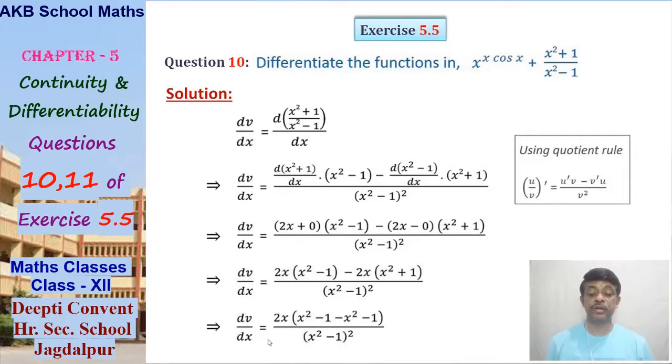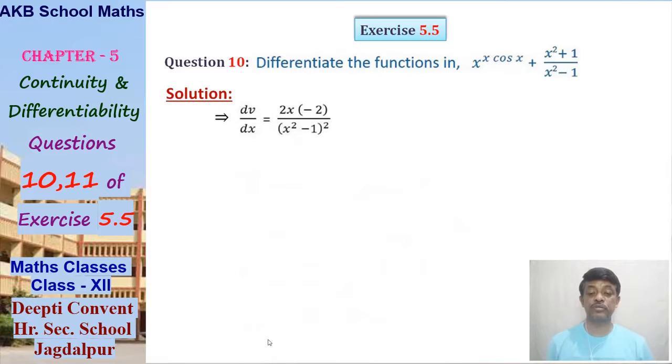minus 2, minus 4x by x square minus 1. So minus 4x by (x square minus 1) whole square. This is the value of dv by dx. Okay. Now we have to put the value of du by dx which we have got, and also dv by dx in dy by dx equals to.